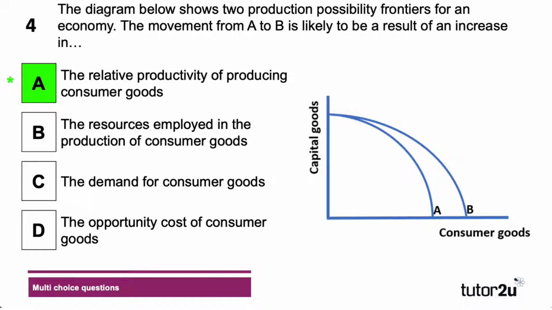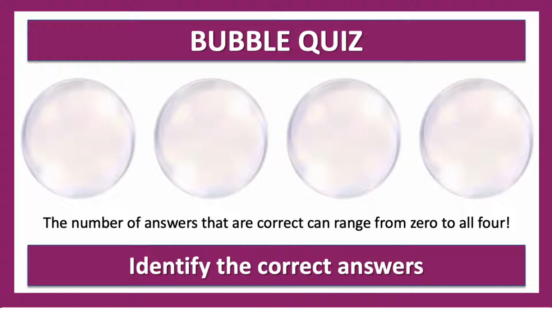The resources employed in the production of consumer goods would lead to a change in the position of output on the PPF. It wouldn't actually shift the position of the PPF for producing consumer goods. So that must be the relative productivity. The same resources can actually produce more in total now of the consumer goods than they would before. Well done. So if you got 100% right there, very well done. And now you can move on to have a look at the lovely bubble quiz.